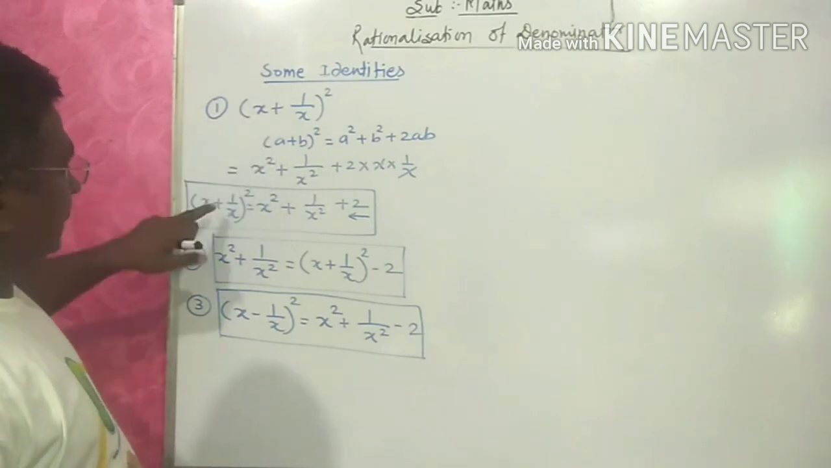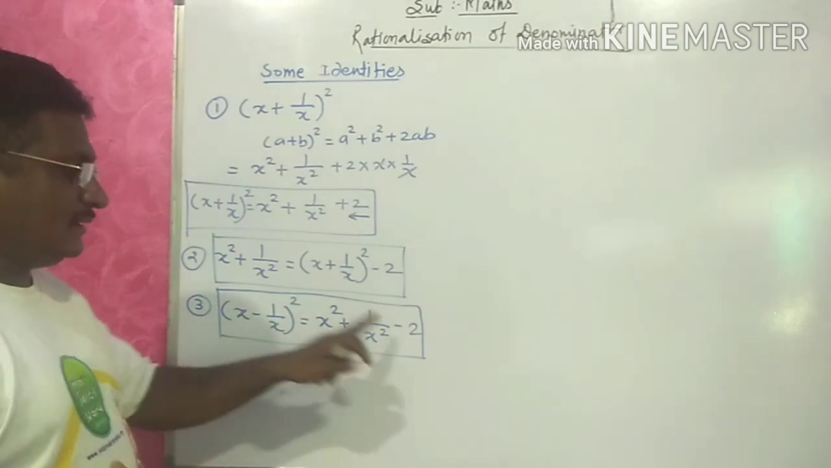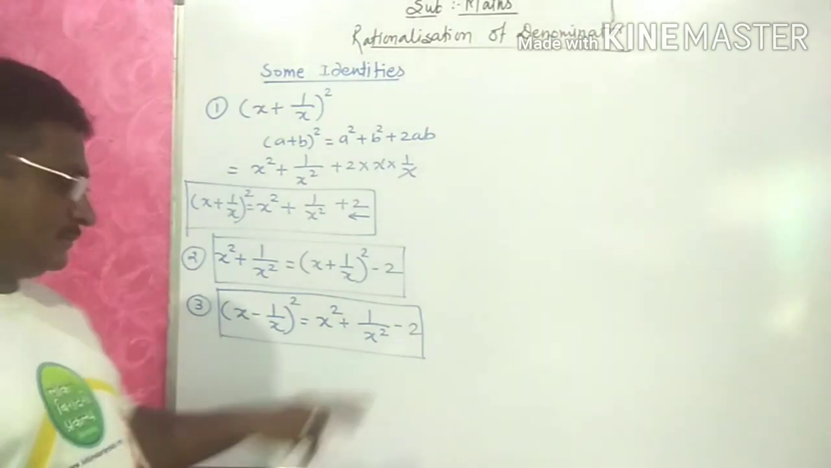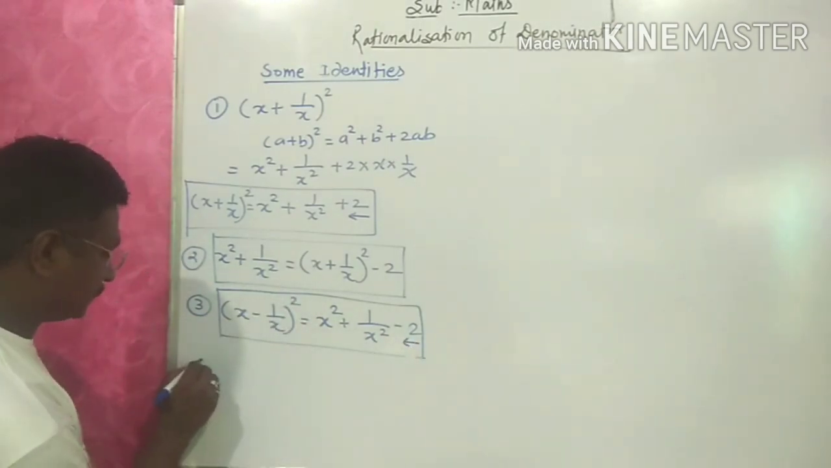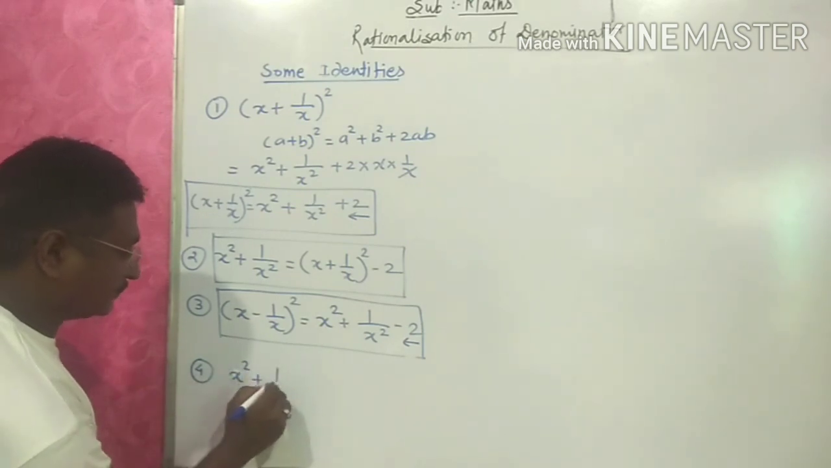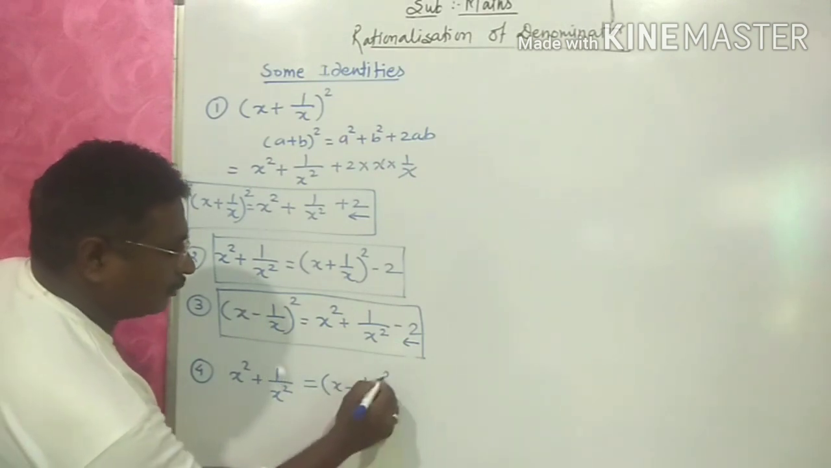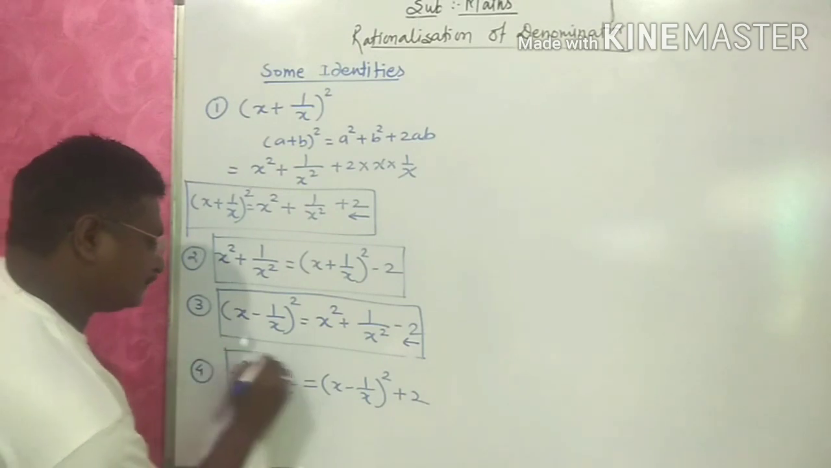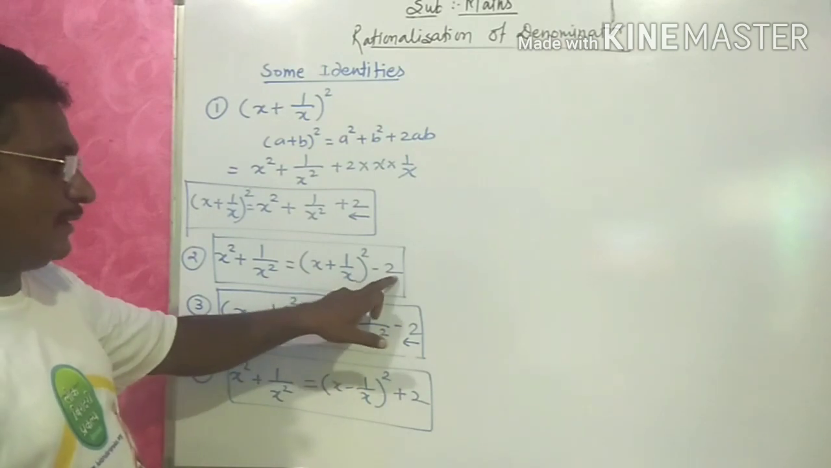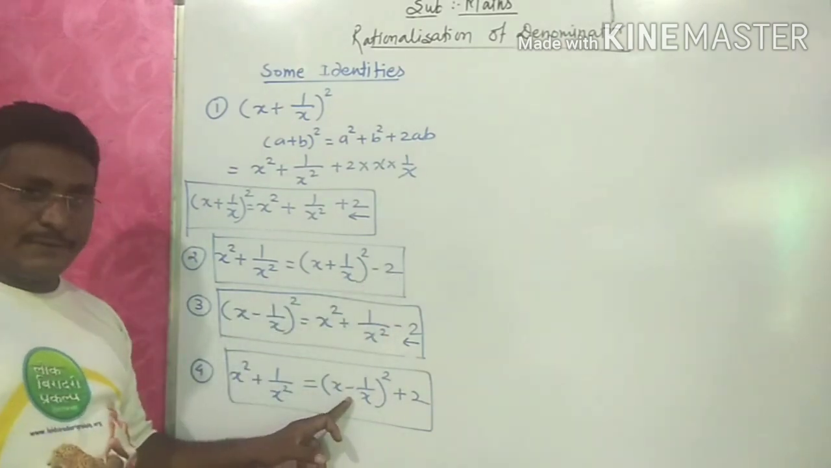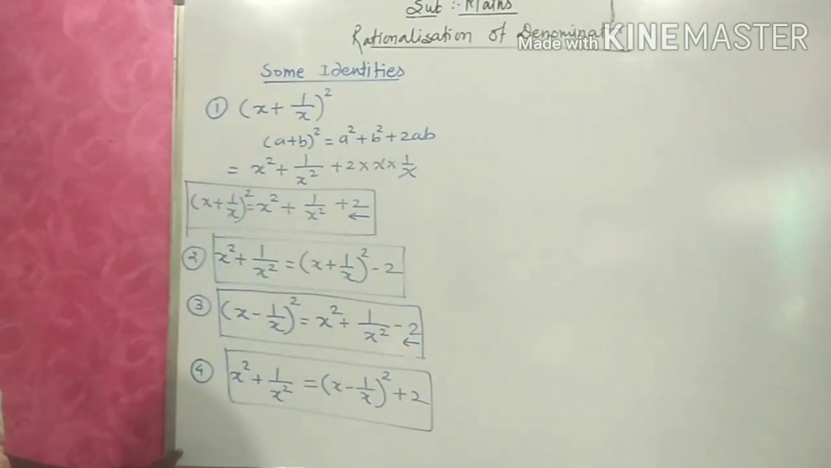If in the bracket plus sign is there, then all terms are plus. If in the bracket minus sign is there, then the middle term is minus. So now, same, we will transfer this. So what will we get? Fourth, x square plus 1 by x square equals x minus 1 by x whole square plus 2. Just now I told you, if in the bracket plus sign, outside minus sign. Here inside bracket minus sign, outside plus sign. So hope you understand these 4 identities.